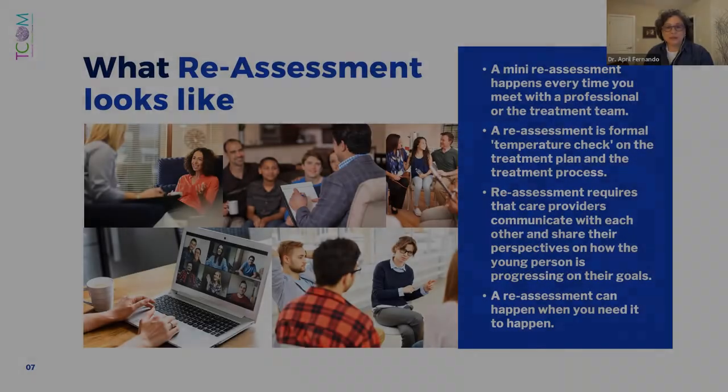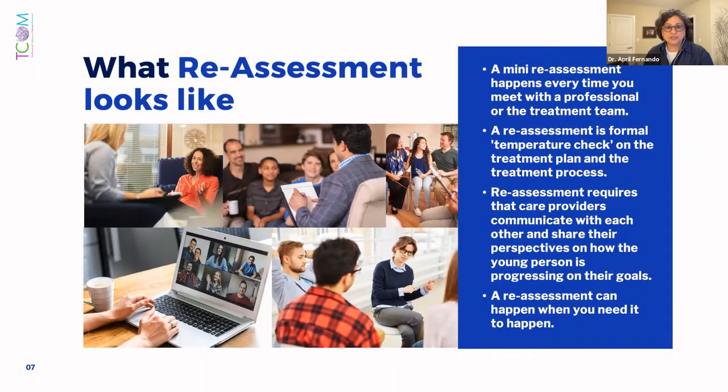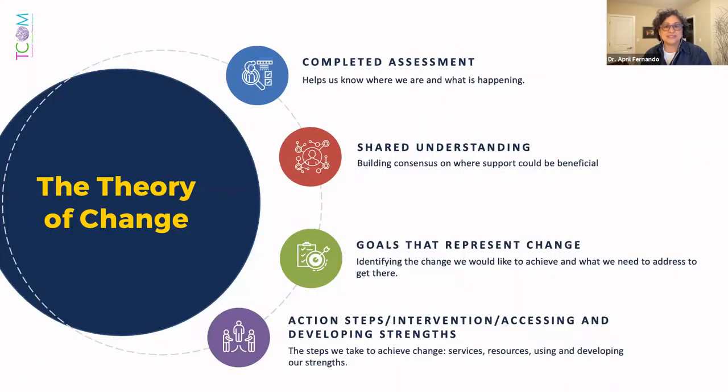Let's talk about what one can do in reassessment, and I'll just orient us to this theory of change. We talked about this theory of change in our last session, where when we complete an assessment, it helps us know what's going on right now. We develop that shared understanding together with the team, which means we have to communicate, talk, come to consensus, etc., on where the young person could benefit from support, your child could benefit from support.